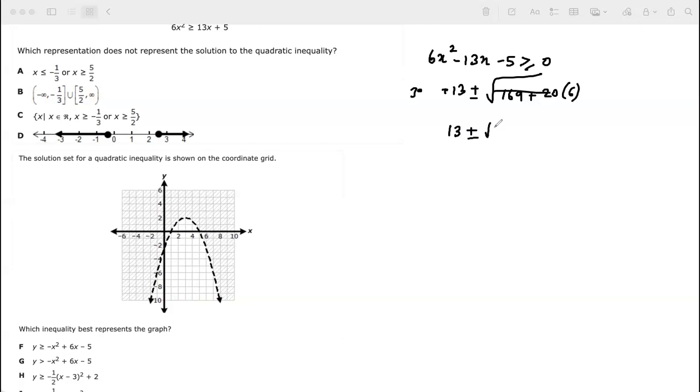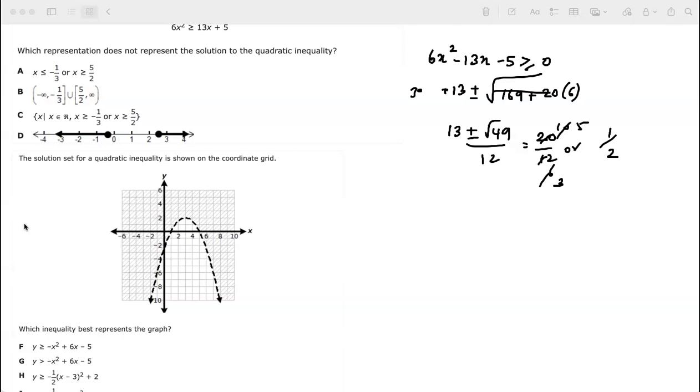So 13 plus or minus square root of 49 by 12, right? So it's either 20 by 12 or 6 by 12, which is 1 by 2. So it has to be 1 by 3. That's what I'm getting. So which is not a solution to the quadratic inequality they've given? I don't know, let's see. So I'm getting 5 by 3.